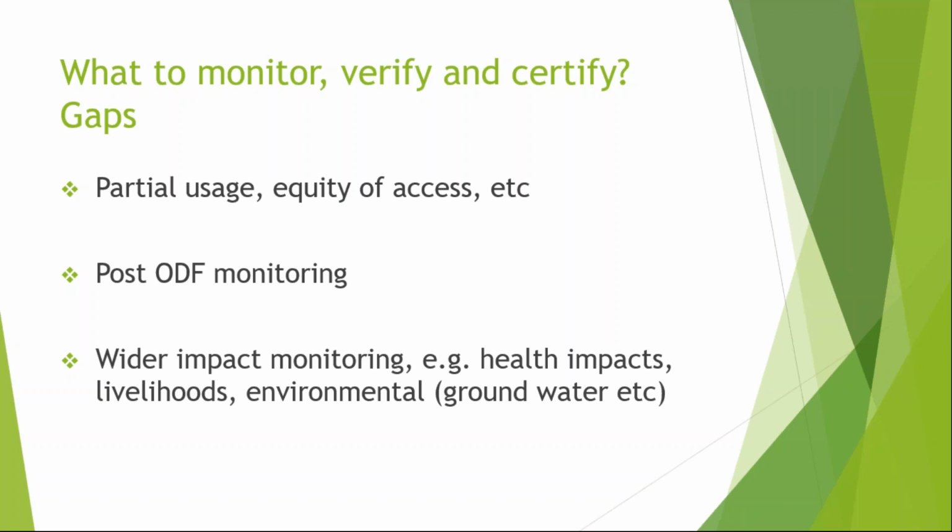There are also some gaps that emerged in what's being monitored. One of these was around partial usage: whether all members of the household are using the toilet, or whether they're using it all of the time. This is often not really considered. If there's evidence of a latrine, it's taken as evidence that it's being used at least by somebody some of the time, and that usually ticks the box. So maybe unpacking this a little bit more would help to overcome some of the challenges associated with slippage.